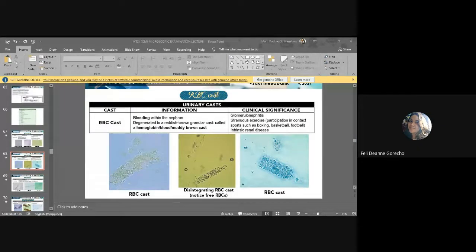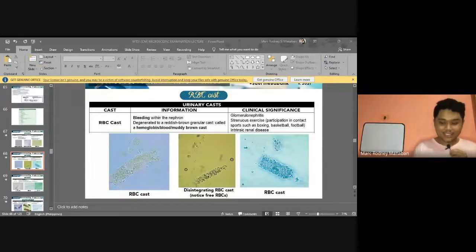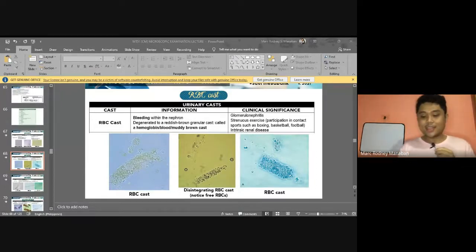Myoglobin, sir, is clear because it is rapidly cleared in the plasma. So it is clear compared to hemoglobin, which is just red. Very good, that is correct. Thank you. Your myoglobin is rapidly cleared from the plasma by the kidneys.